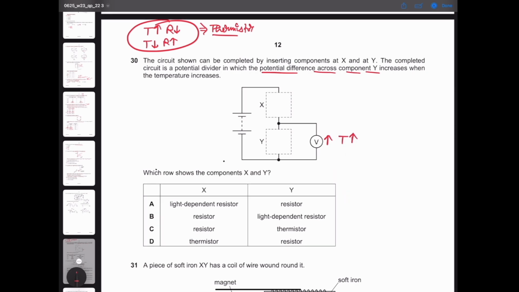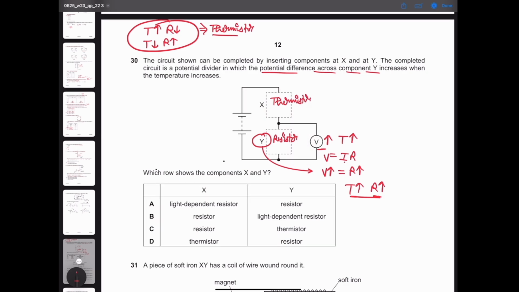Now just think about it. If potential difference is increasing here, you apply Ohm's law, V equals IR. I is constant because it's a series circuit, and V is increasing, so R must also increase. So Y is that component where if temperature is increasing, resistance is also increasing. Is it a thermistor? I don't think so. This already tells you the answer, that Y is a fixed resistor, and X is a thermistor.